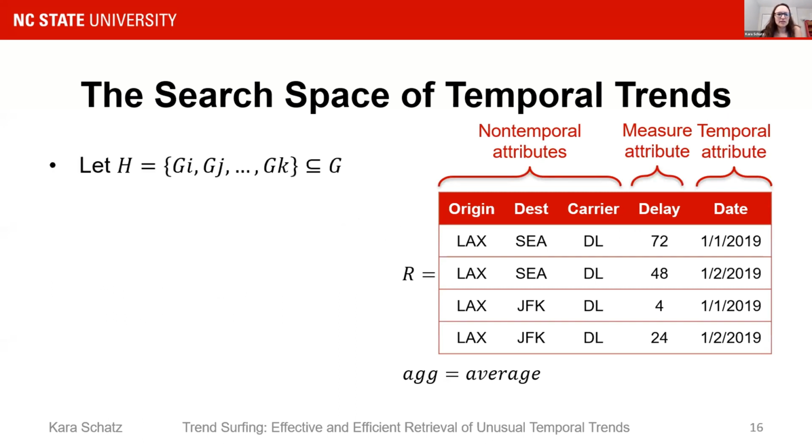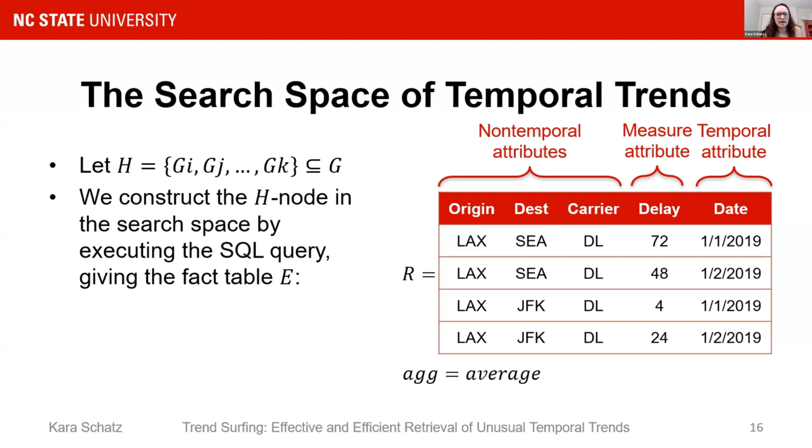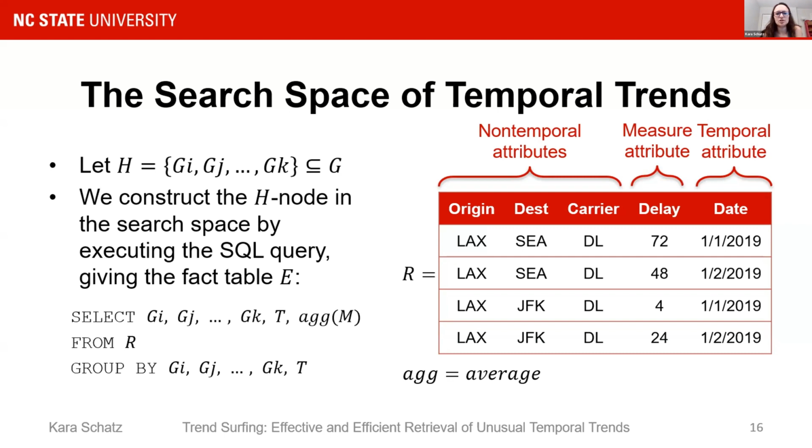Now let H be some subset of the non-temporal dimensions. In the search space, we construct a node for H by executing this SQL query shown here. This query would group the data by the dimensions in H and by T and aggregate it according to the selected aggregation function. The H node would represent the temporal trends associated with the selected non-temporal dimensions.